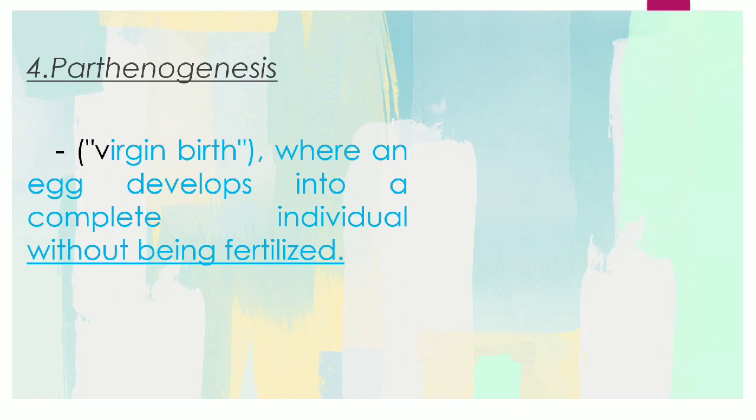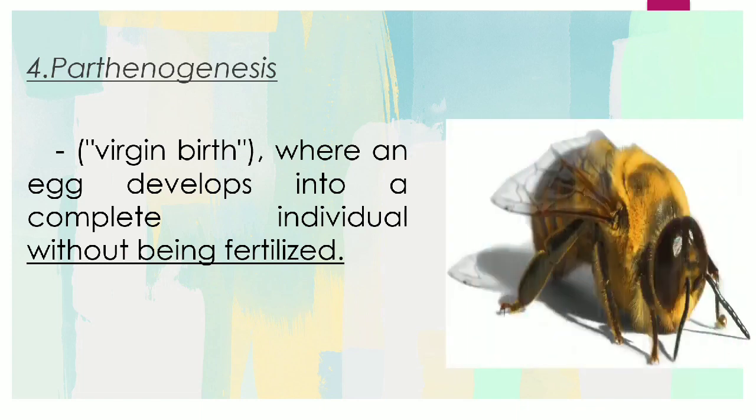And the fourth one is parthenogenesis. Parthenogenesis, the virgin birth, is where an egg develops into a complete individual without being fertilized. Remember, without being fertilized. Example, in honeybees, the fertilized egg produces female bees, while the unfertilized egg produces male bees.